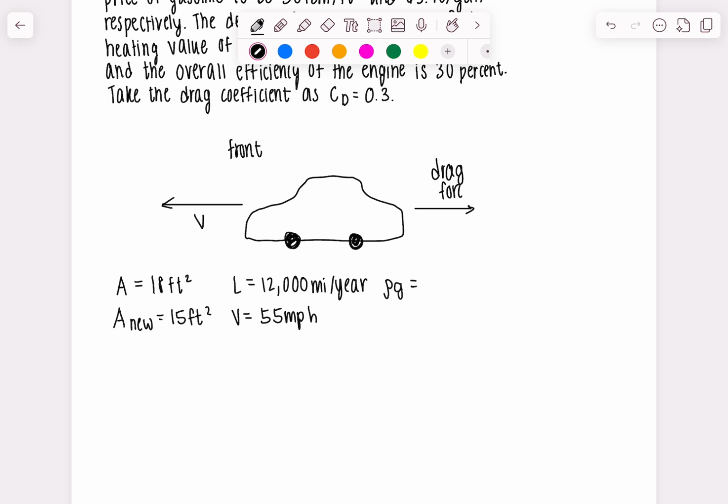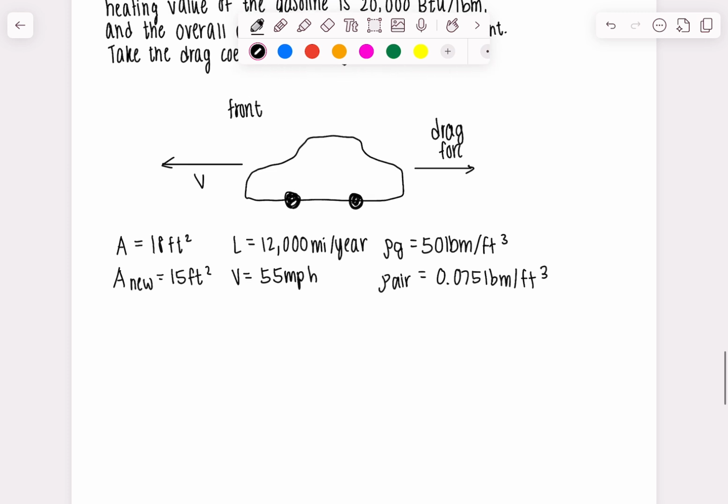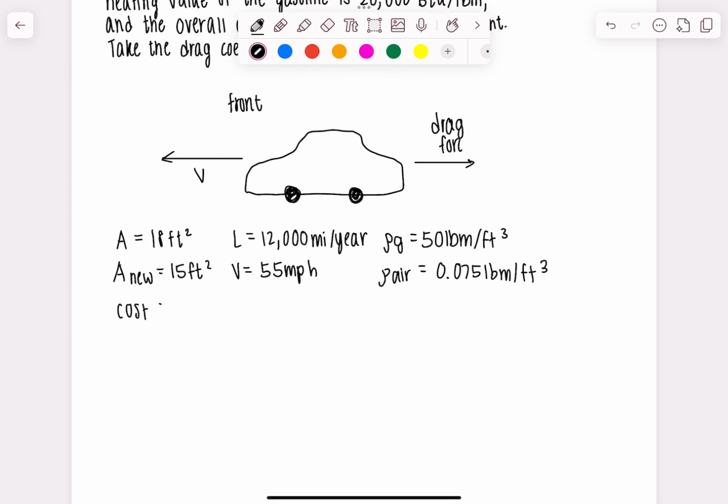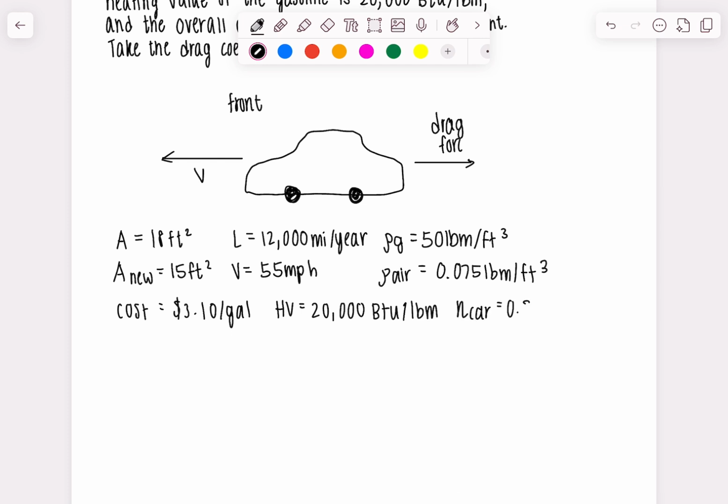The density of the gas is 50 lbm per feet cubed. The density of the air is 0.075 lbm per foot cubed. Okay, our cost is $3.10 per gallon. Our heating value is 20,000 BTU per lbm. All right, and then our efficiency of the car is 0.3, and our drag coefficient is also 0.3.